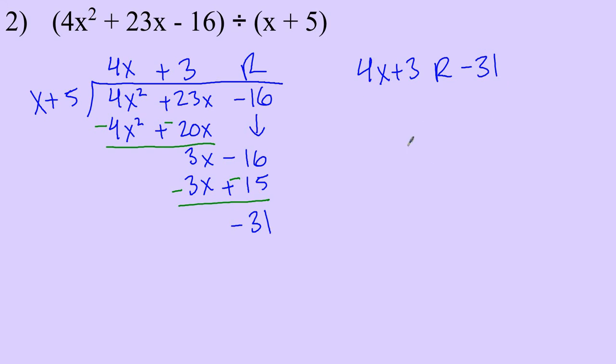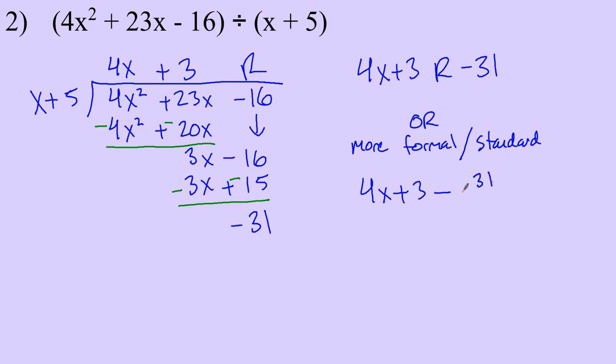Some textbooks write it this way. But usually in upper level math, you write it as a complete expression, and R is not an expression. So the more formal or standard way that you will see on standardized tests will be 4x plus 3. And since it's a remainder of a negative number, we put minus 31 over what we were dividing by. So x plus 5.